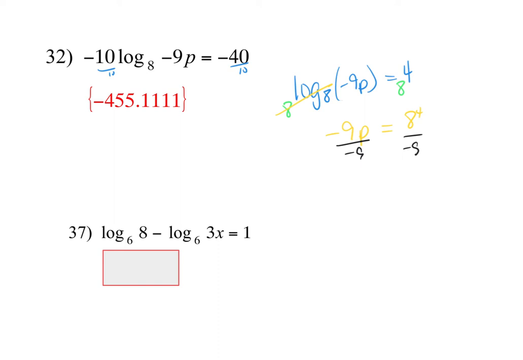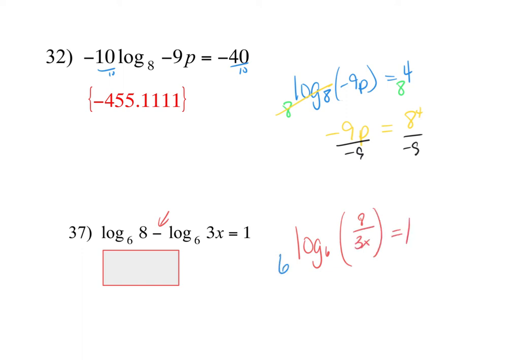Do not put that base 6, okay? That is the number 1 error on these. So condense them using your condensing rules. My condensing rules say that this subtraction is going to go to division. So log base 6 of 8 over 3x equals 1.